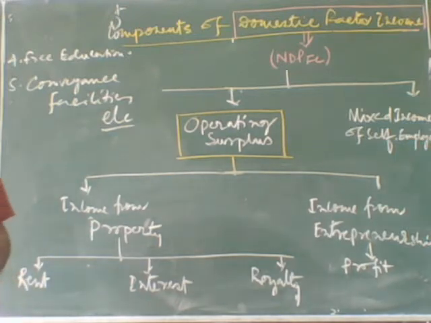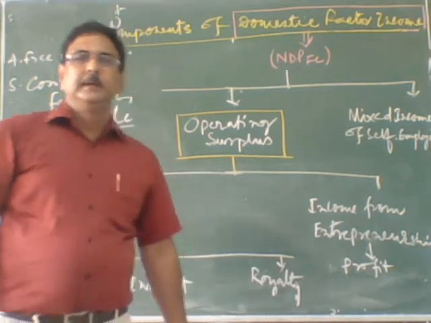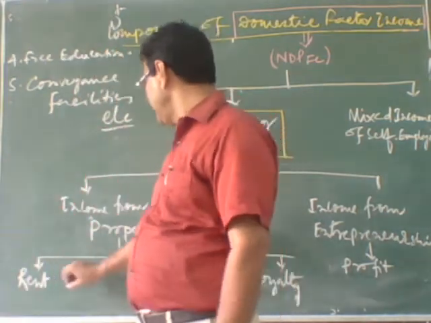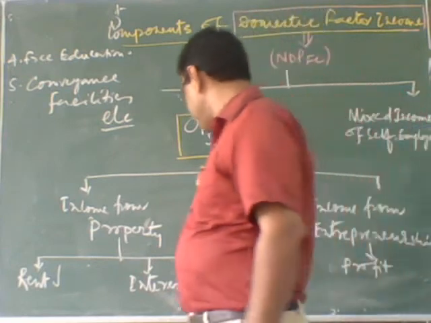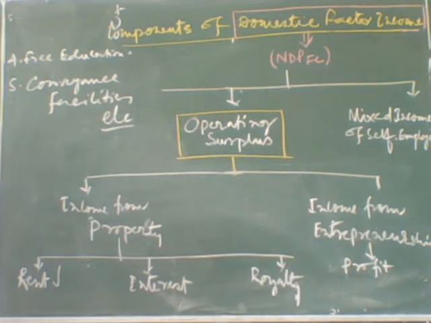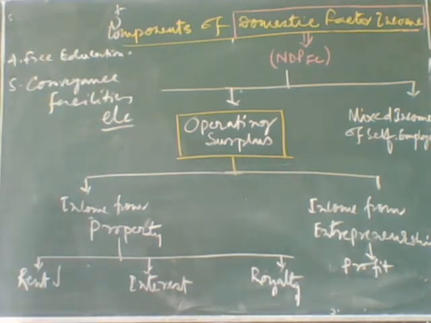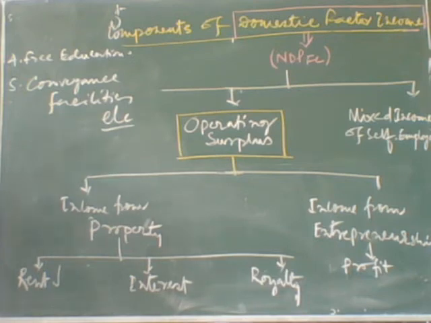Rent means what? Rent is a capital income generated from ownership of land and building. We have already discussed this in the previous class. Interest in the same way is a capital income generated from ownership of capital. And royalty refers to income generated for leasing rights or copyrights.